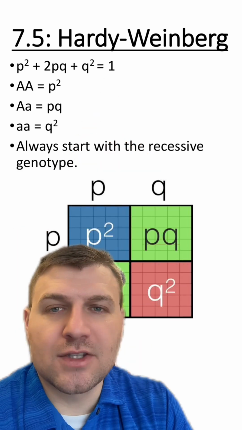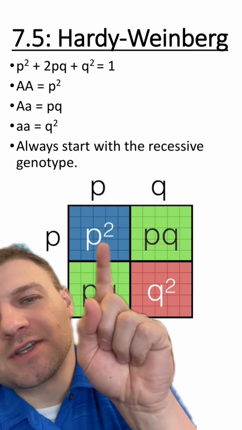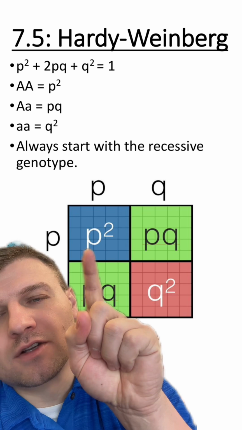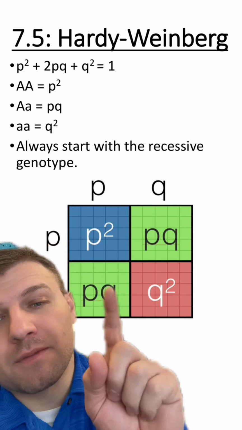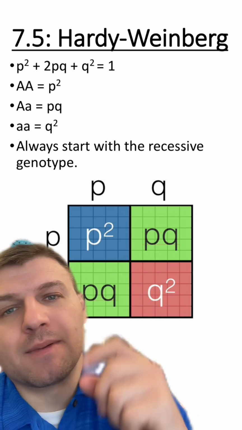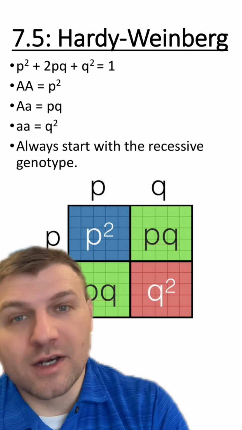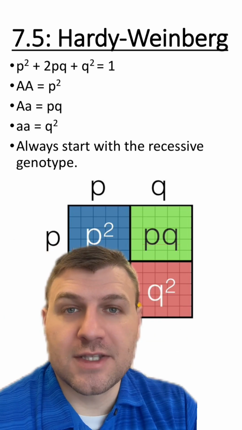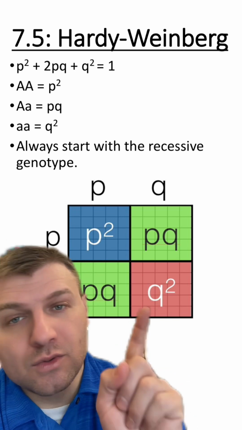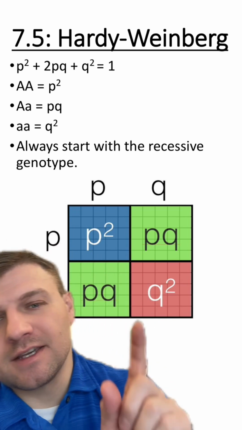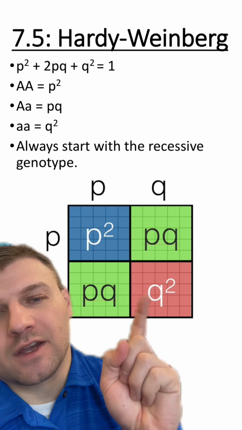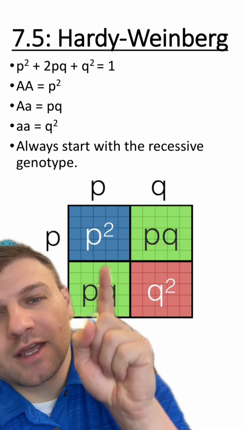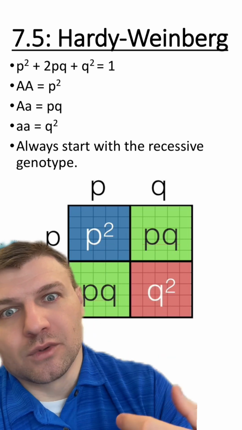The homozygous dominant genotype is going to be represented by this P squared since there are two Ps. 2PQ is going to represent the heterozygous genotype because there is one of each allele, and you can see there are two of them in this Punnett square. The homozygous recessive genotype is going to be represented by Q squared. And again, this equation should make sense because if you add up the amount of Q squared, P squared, and 2PQ, it should equal 100%.